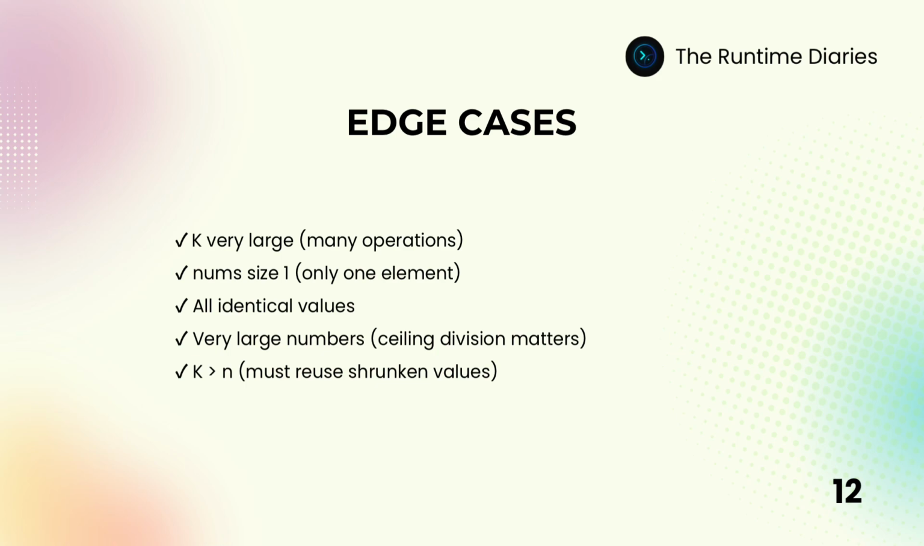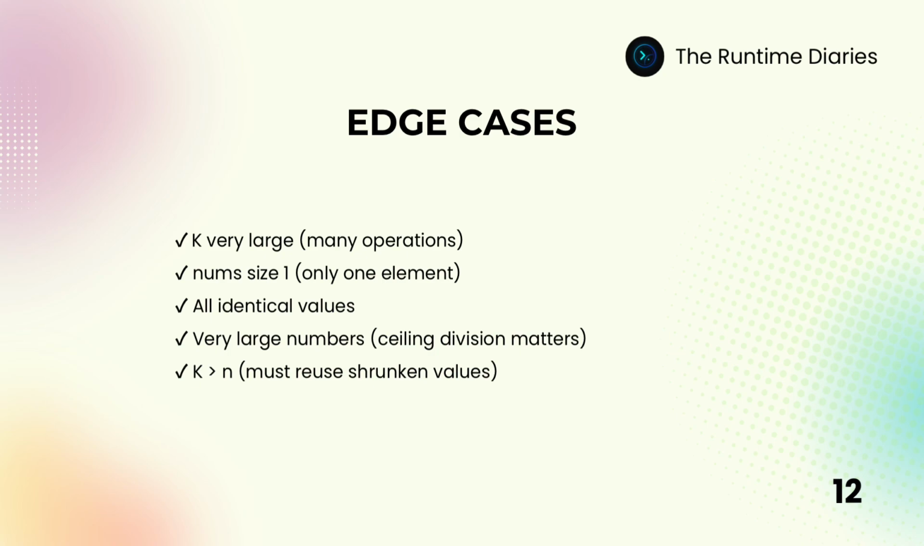Let's talk about edge cases you need to handle. First, k is very large. If k is much larger than n, you'll be reusing the same elements many times as they keep shrinking. The heap handles this naturally. Second, nums has only one element. The heap still works. You extract the same element, shrink it, and reinsert it k times. Third, all values are identical. No special handling needed. The heap works the same way.